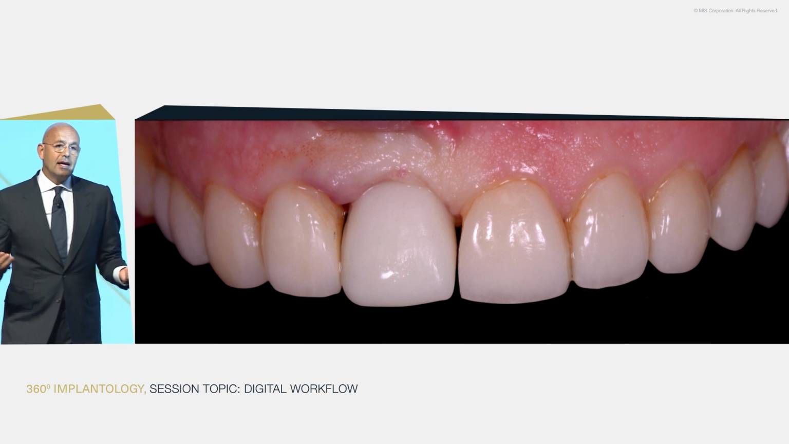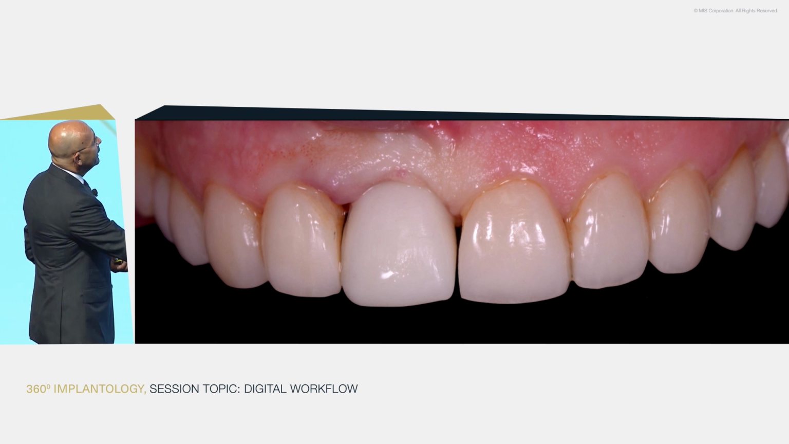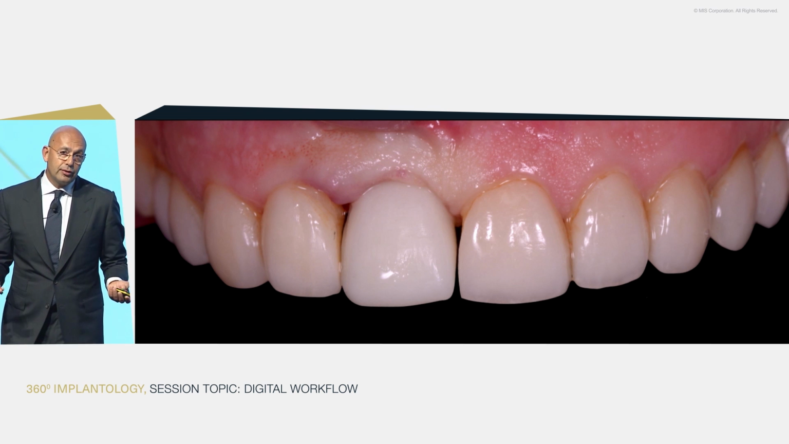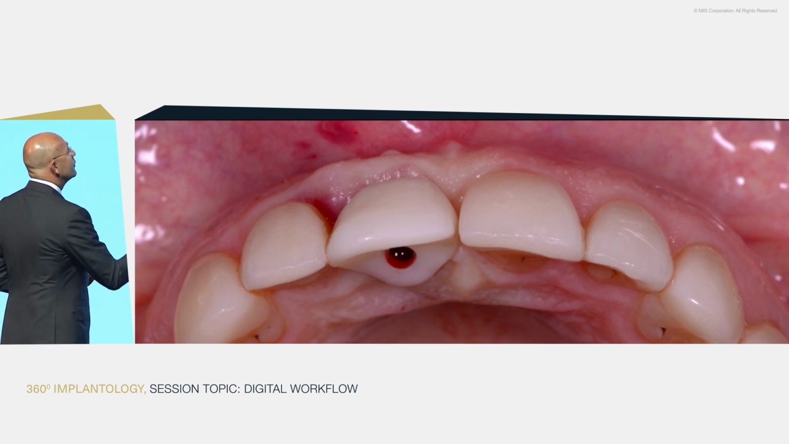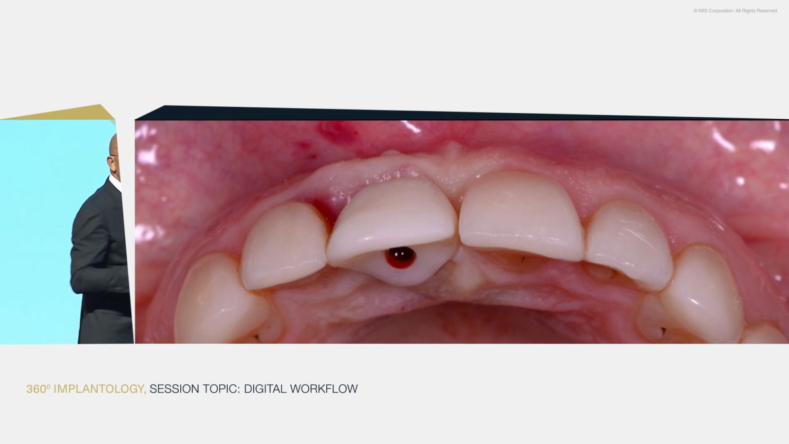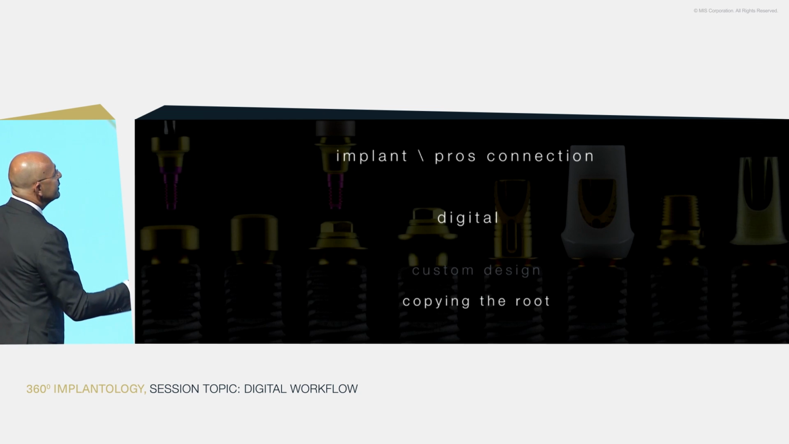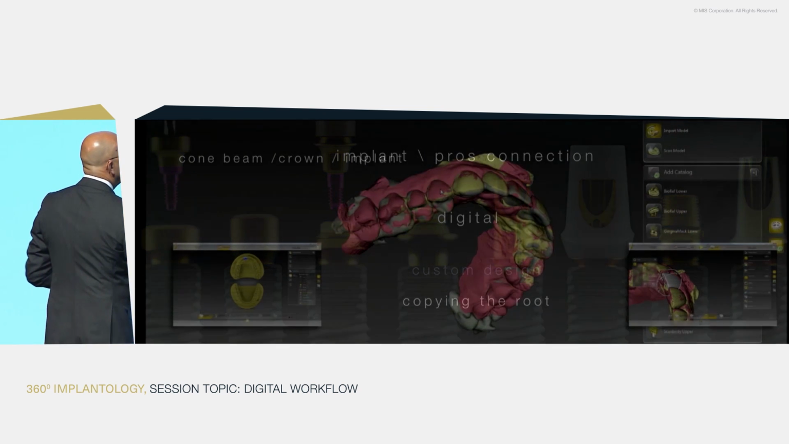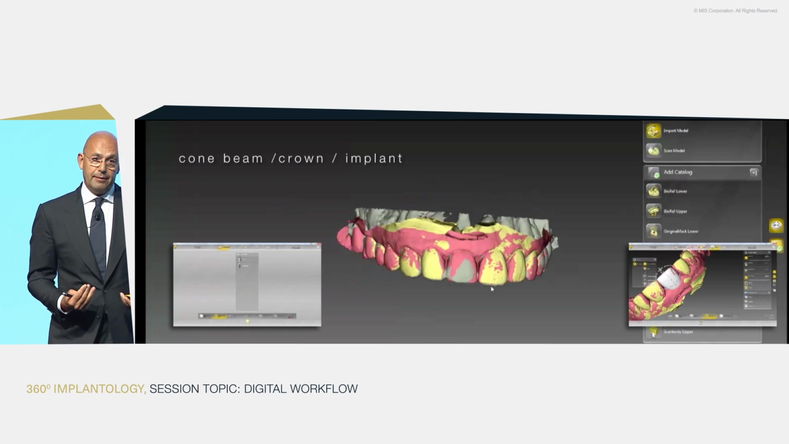The worst case scenario, you can manually reshape it and then bring it to the form that you would love best. But instead, what we chose was a way which was more accurate. In doing so, we copied the root. How did we do this? We copied it through the cone beam.